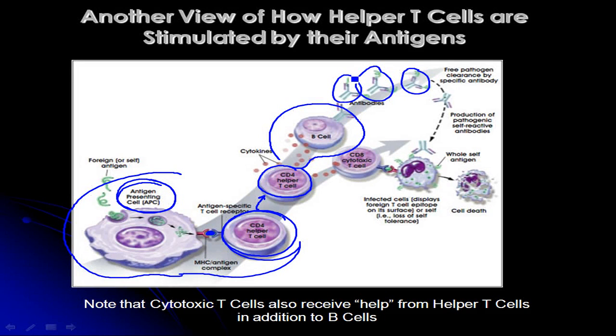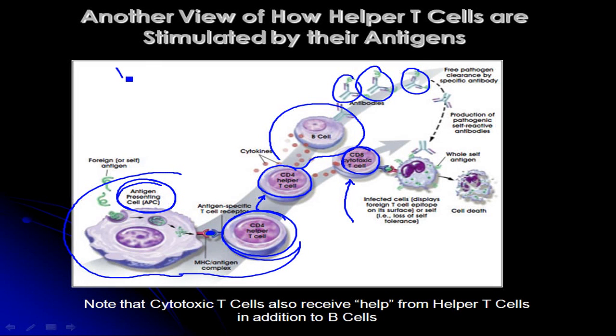Now, that's one major thing that helper T cells can do. Helper T cells, though, can also provide assistance or help to other types of cells of your immune system as well, including cytotoxic T cells. But we're going to talk about what those do later. Those are really important for helping you combat virus infections.